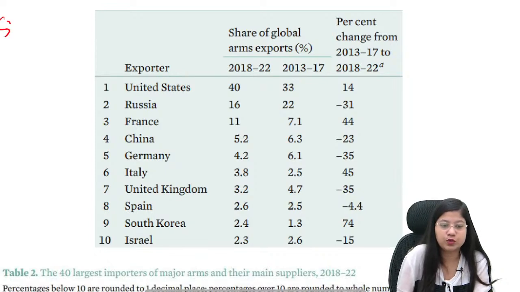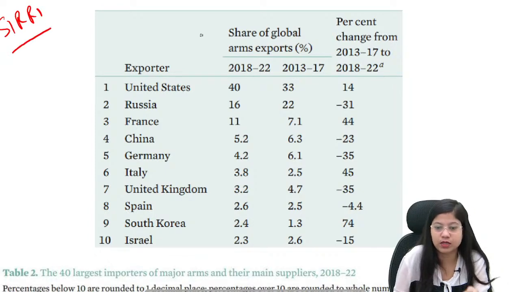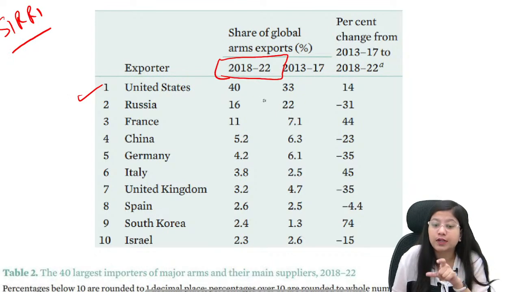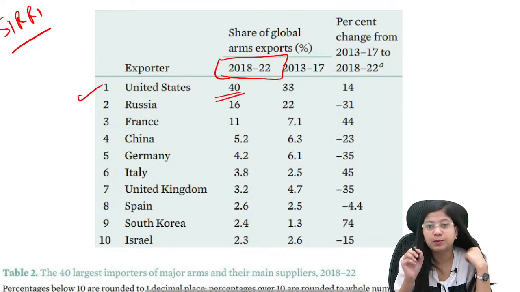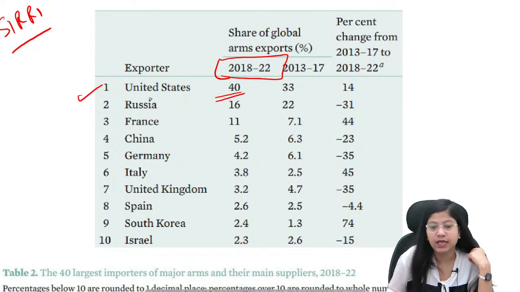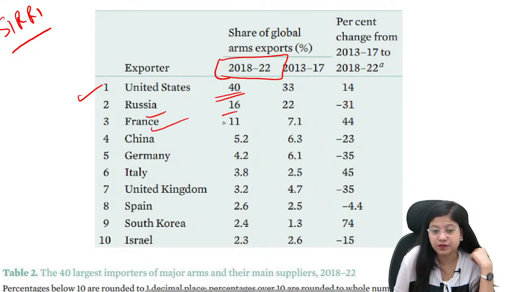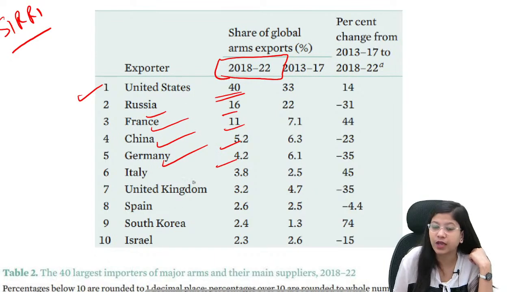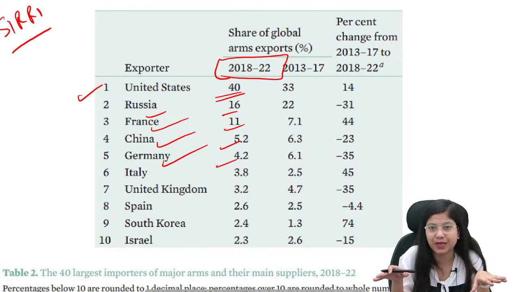So according to SIPRI's report, the world's top exporters: the US, in 2018 to 2022, accounted for 40% of the total exports of the world. Then we have Russia at 16%, France at 11%, China at 5.2%, Germany at 4.2%. So you can clearly see nobody is even near the US, okay?